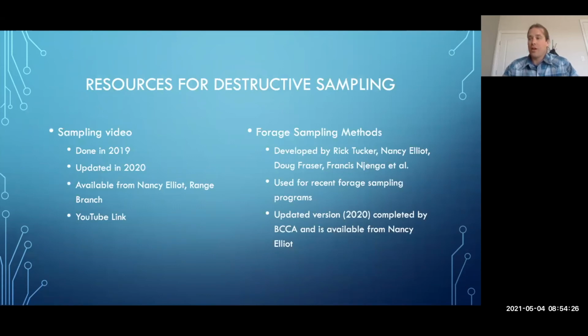And then just a quick note: there's a sampling video that was started in 2019. It's been updated in 2020, and Nancy Elliott from Range Branch can provide a YouTube link to that video. The forage sampling methods were originally developed by folks in Range Branch, and it's generally what's used for the recent forage sampling programs. There's also an updated version that was completed by the BC Cattlemen's Association, which is also available from Nancy Elliott at Range Branch.